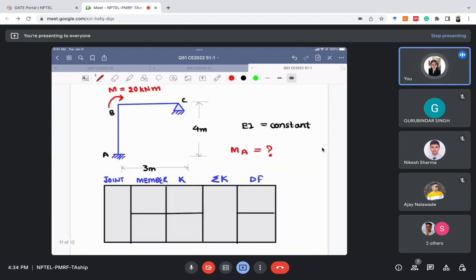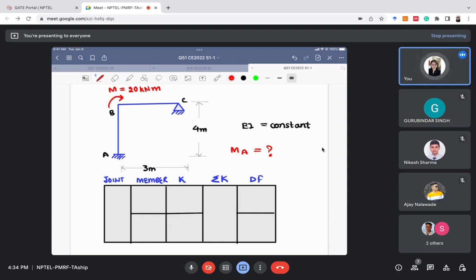So this is the problem now. Please try to solve it and tell me the value of MA, the moment at A. This is a similar related problem like we have discussed. The value of the applied moment is given to us and we need to find the value of MA. In the earlier problem, the applied moment was not given, but in this problem it is given, and we need to find the value of MA.